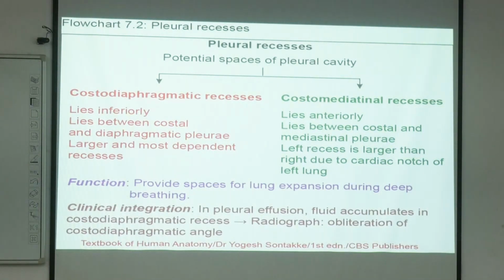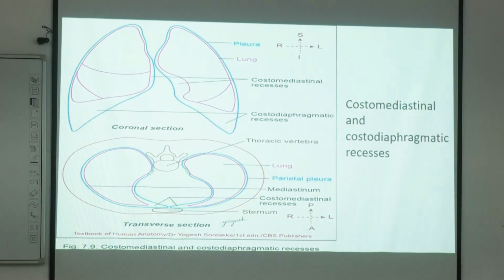These recesses are important. See here, this is the costodiaphragmatic recess on the two sides, in between the costal pleura and diaphragmatic pleura. And here is the costomediastinal recess, in between costal and mediastinal pleura. And see on the left side, the costomediastinal recess is larger than on the right side because of this notch in this lung. This notch is the cardiac notch. Okay. And here you can see the costomediastinal pleura in transverse section. This is coronal section. In this transverse section, you can see this costomediastinal pleura. Okay.